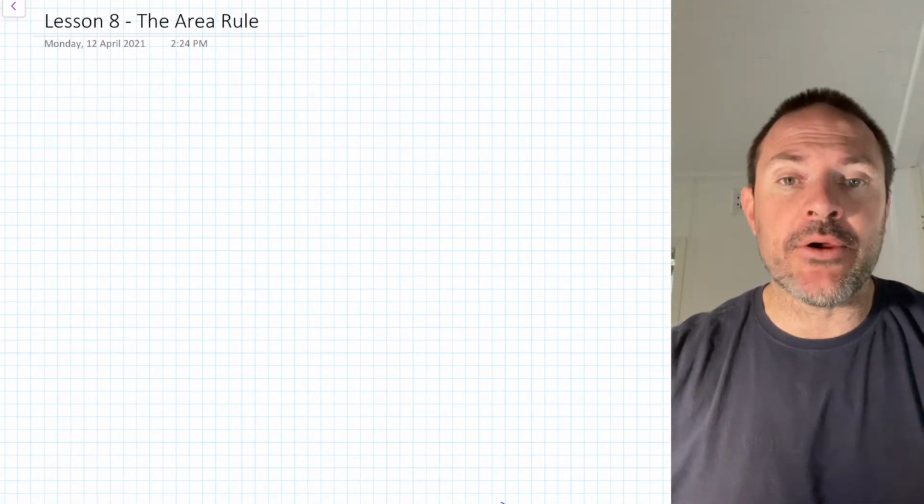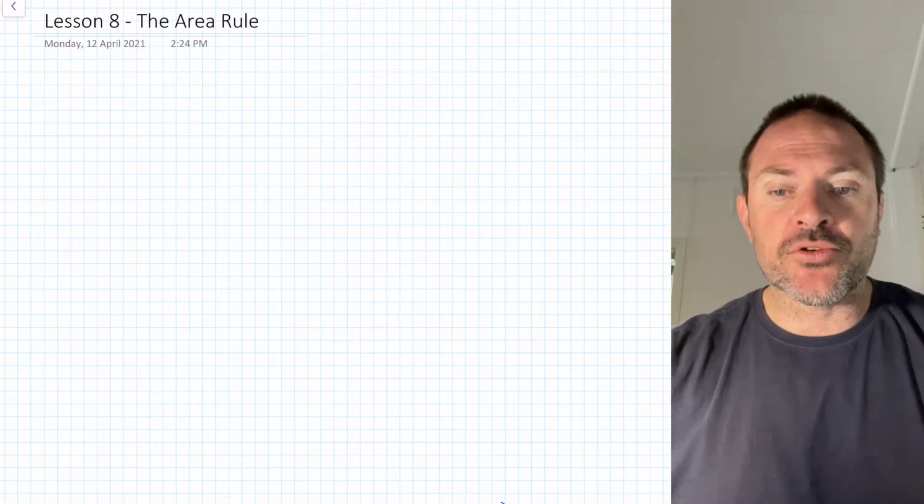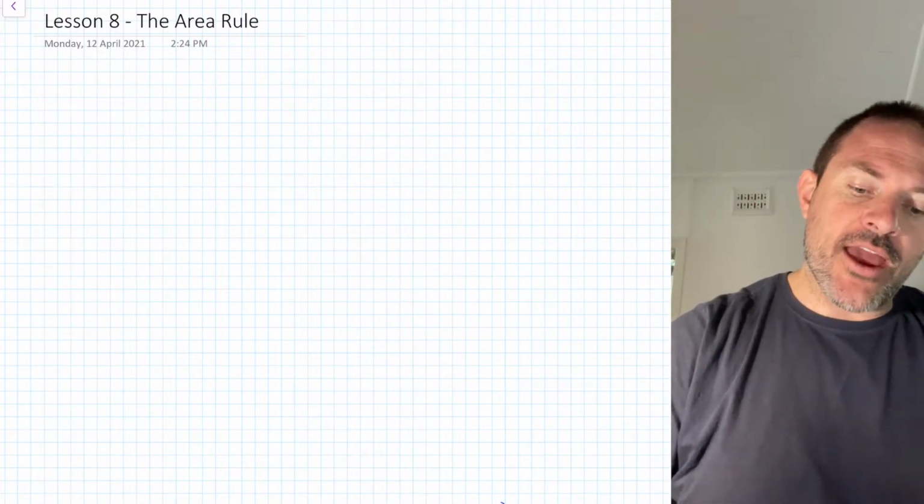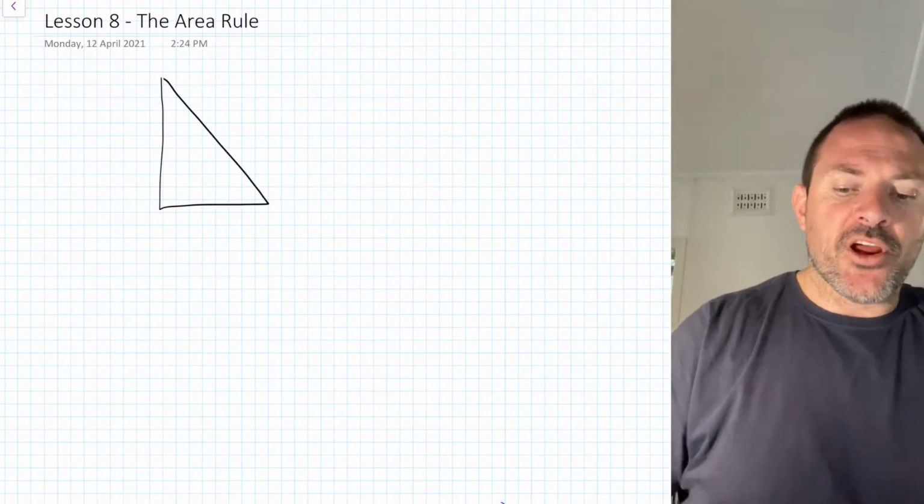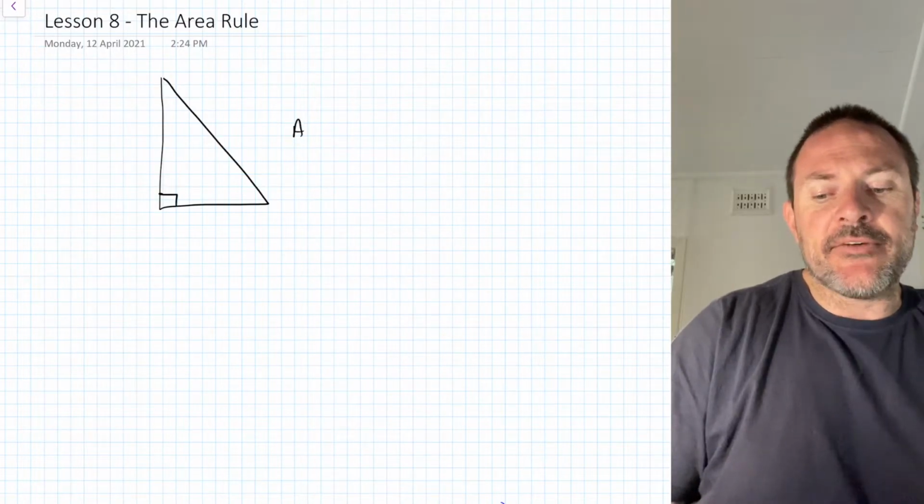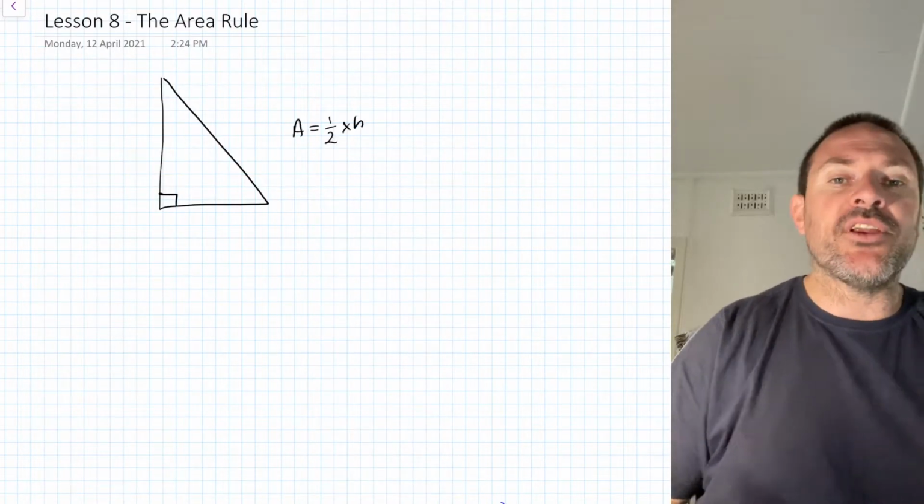Today we're looking at the area rule for non-right angled triangles. Now, of course, if we had a right angled triangle like this, you'd say straight away, it's just half times the base times the height. Okay, we know that, right?